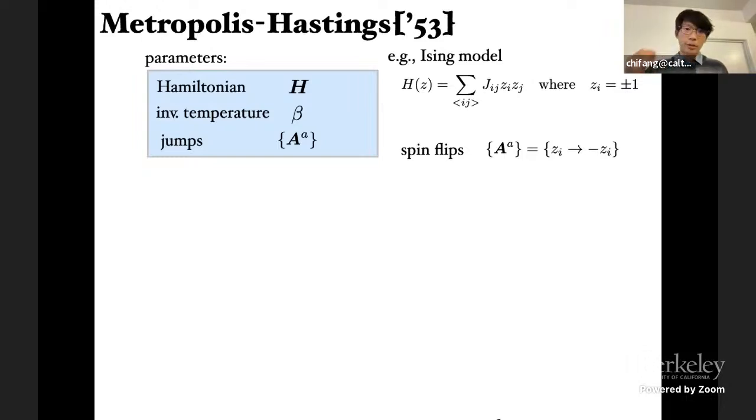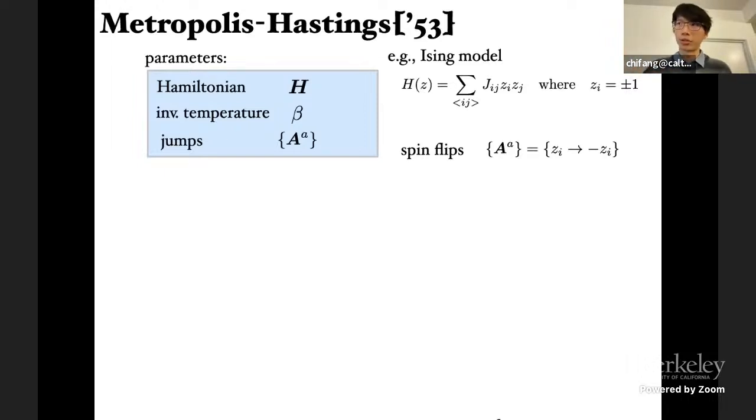To get a very concrete feel, here's the input to your algorithm. As a user, you only need to specify a Hamiltonian, a temperature, and a set of jumps. You need these jumps so that it can traverse the landscape of the Hamiltonian. For a concrete example, consider an Ising model on some spins. These spins could be up or down, plus or minus ones, and you can specify some pretty arbitrary coefficients, these J's. You put that in your computer, and then you specify the jumps, and quite often you can take these to be local flips.